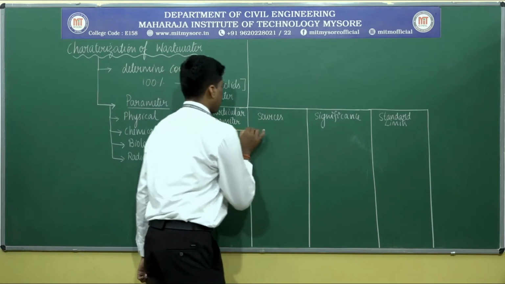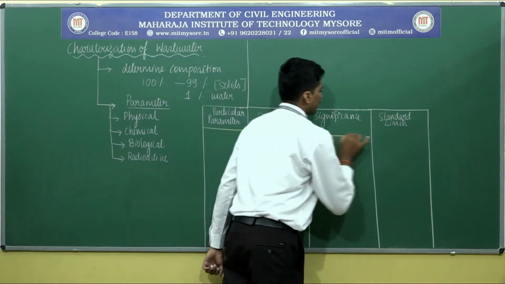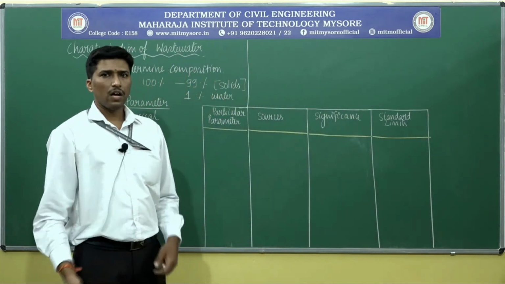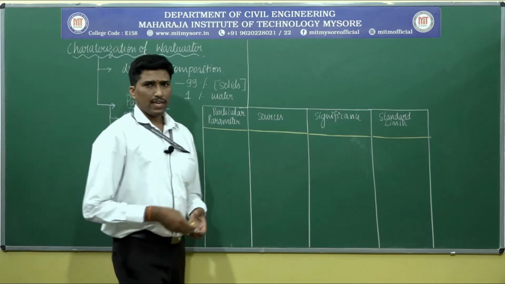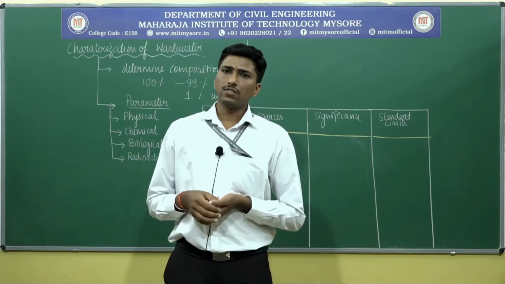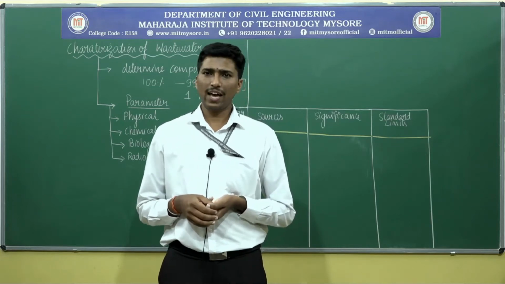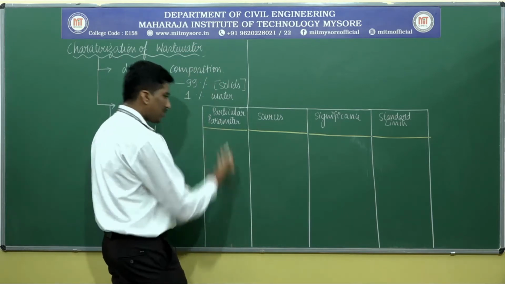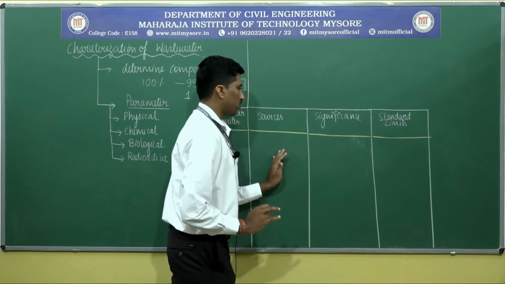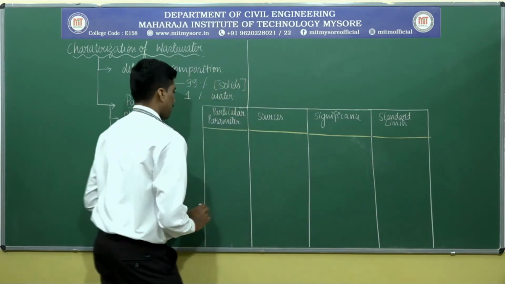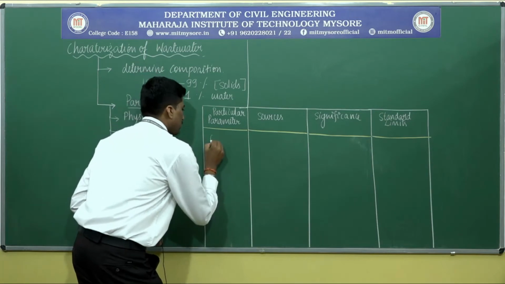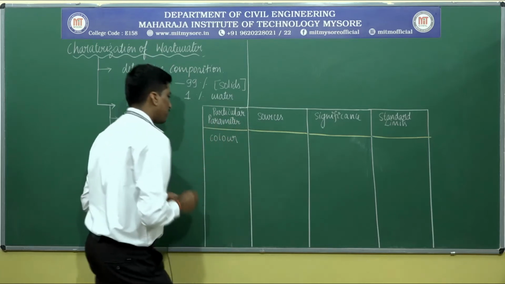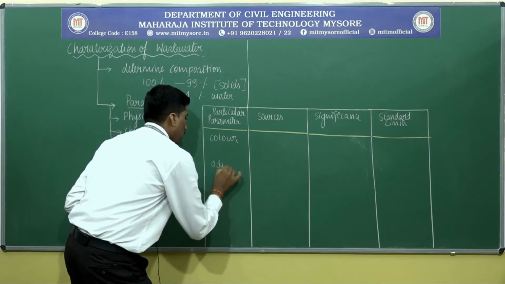For a particular parameter, what are the sources and the significance, and what are the standard limits that are being adopted. In the physical parameter, mainly it is based upon the sense organs. Earlier I have stated it. For a particular parameter, let us list it out and come back to explain the sources, significance and standard limit also. For this, the first one is color. As soon as we see it, it is a color. Next, odor.